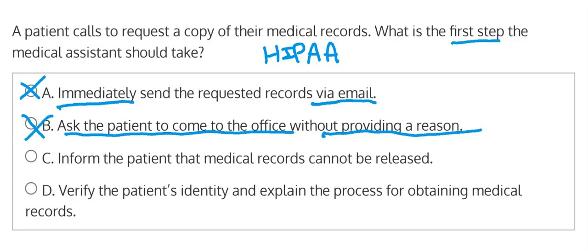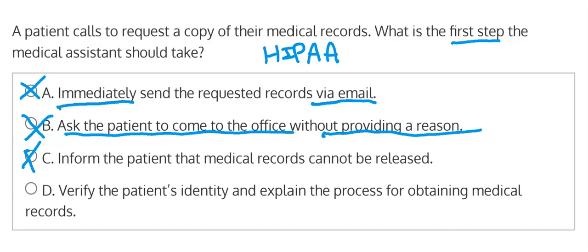Option C says, inform the patient that medical records cannot be released. And that is usually not the case. Typically, the patient should be allowed to get their medical records. So this would not be a good answer choice. Let's see what option D has to say.